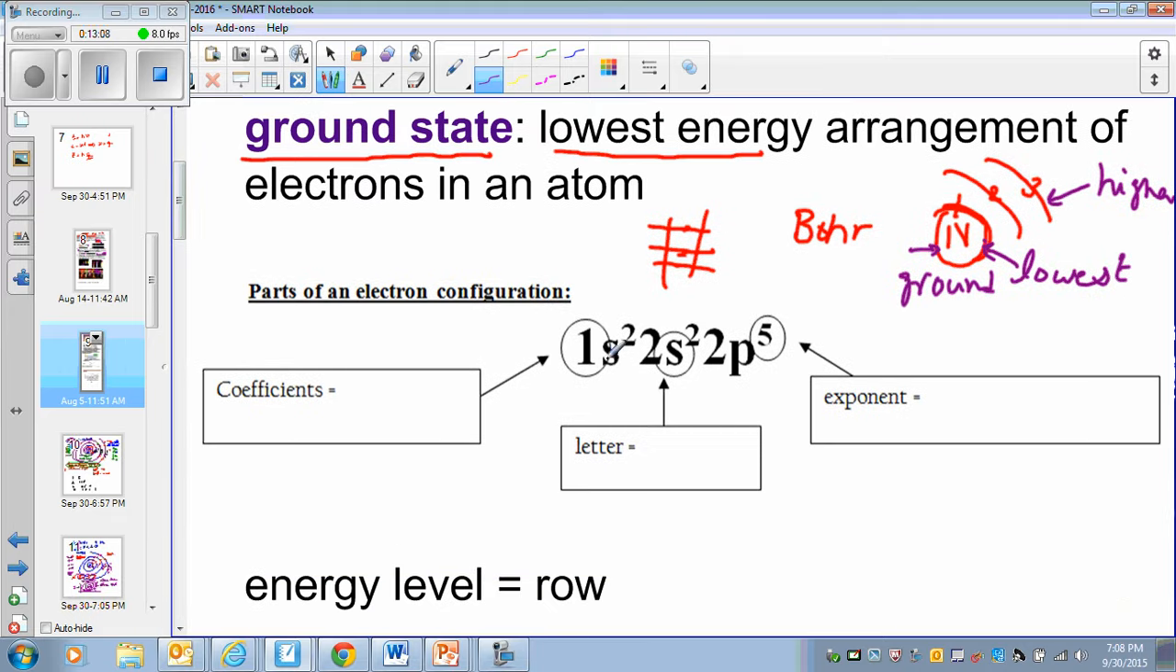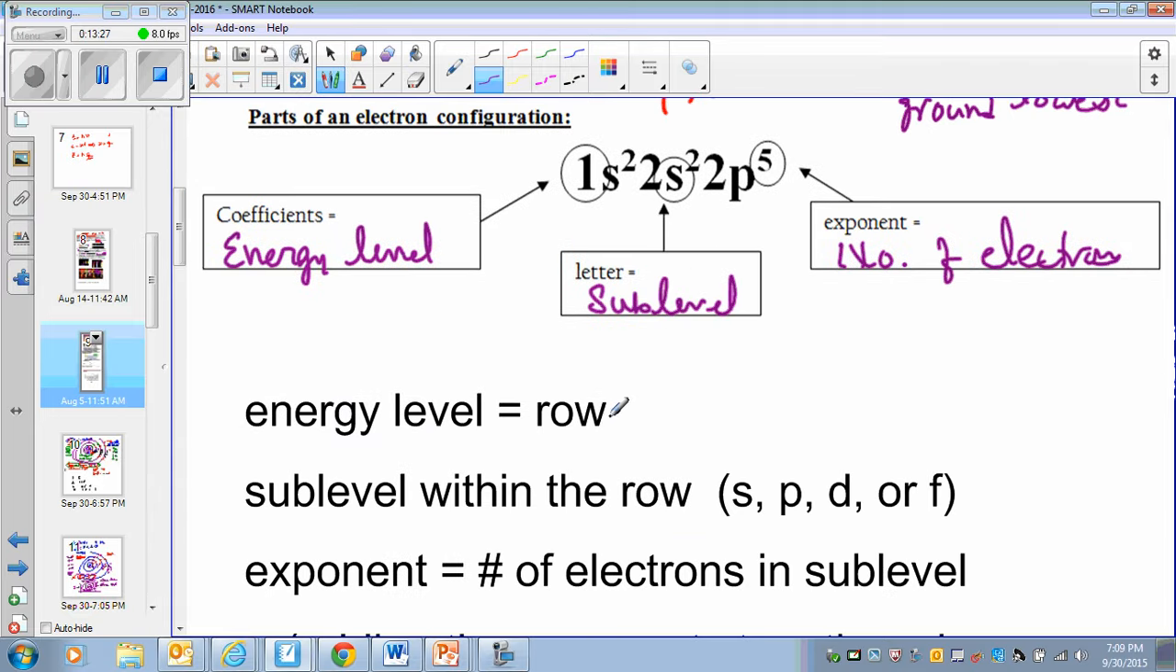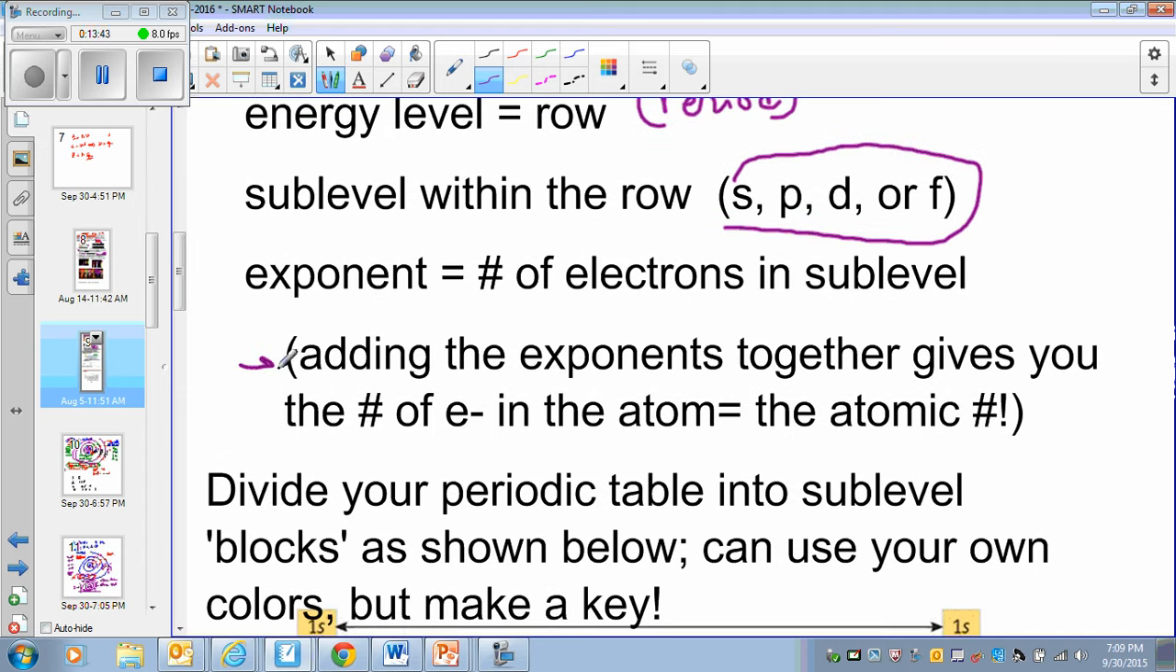It is telling you that the number gives you the energy level. The letters give you the sub-level, and the exponents give you the number of electrons. How many energy levels you have depends on the period number. So everybody in period 3 has 3 energy levels. The sub-levels are divided, you have 4 sub-levels. The exponents represent the number of electrons in the sub-levels, and adding the exponents should be equal to the total number of electrons, which is actually your atomic number.